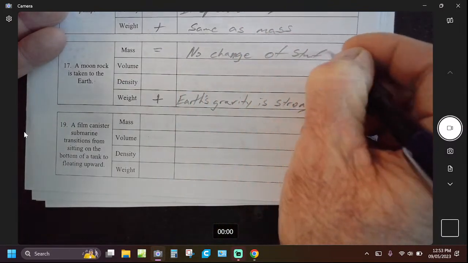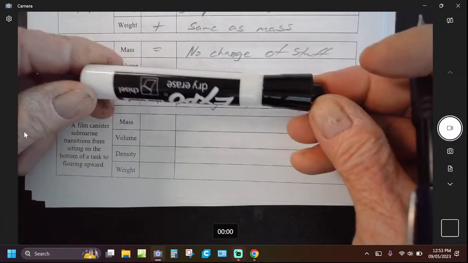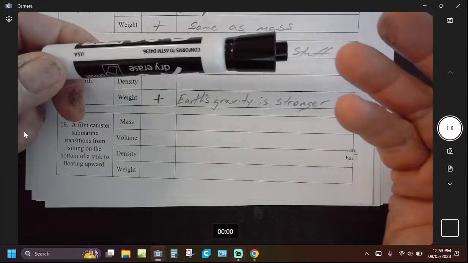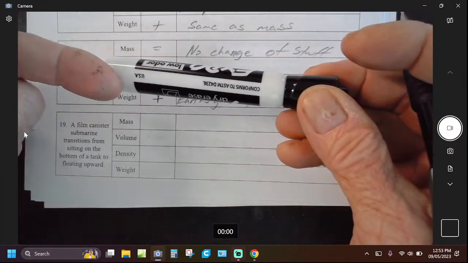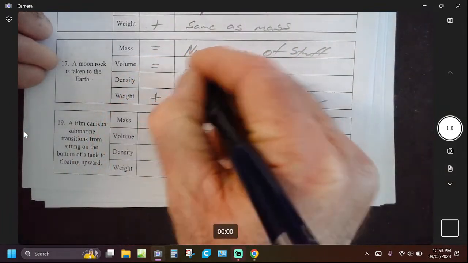Stuff. Okay, how about volume? What would we see if the volume were changing? It would get bigger or smaller, right? Would this rock be any bigger or smaller? Nope. Same size.